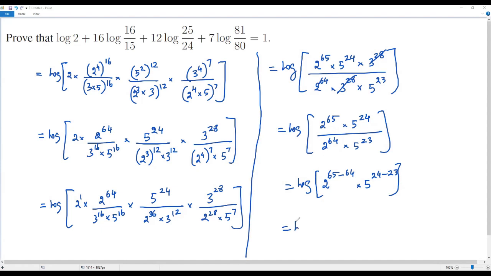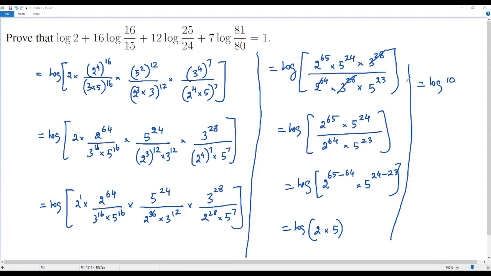Okay, here we have log of 2 to the power of, when I subtract 64 from 65, I'm just getting 1. That is, we get 2 to the first power. 2 to the first power is just 2. Here 5 to the power of 24 minus 23 is just 1. That is, we get 5 to the first power, it's just 5. Okay, then let me continue over here. We get log of 2 times 5, which is just 10.